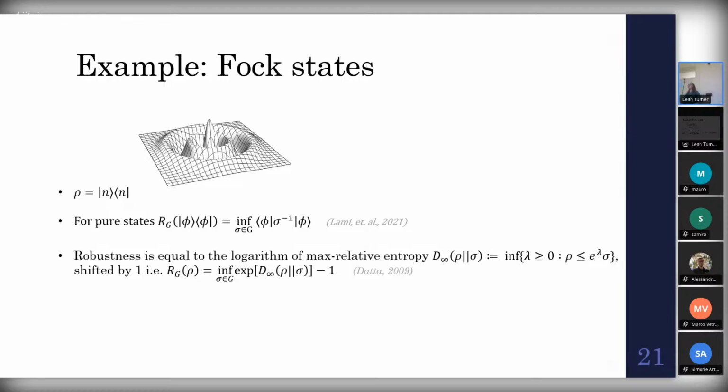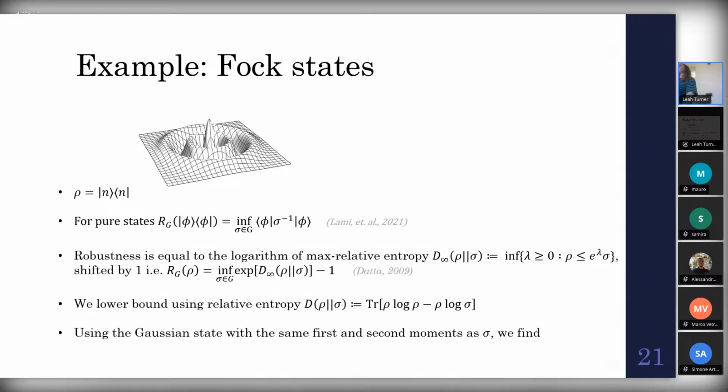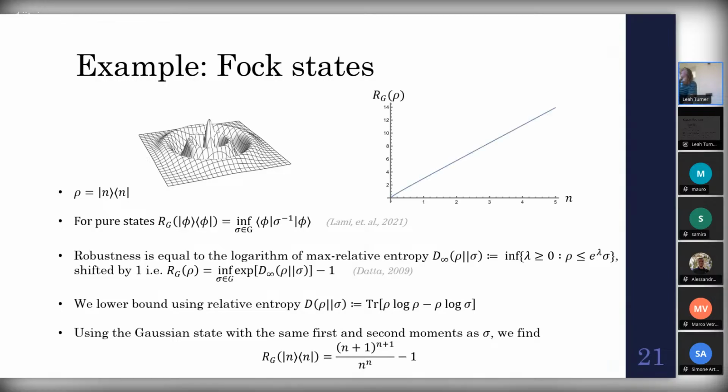Then we also use the link between robustness and relative entropies. Robustness is actually given by max relative entropy exponentiated, minus 1. So we use this link in order to make a lower bound by instead just putting in the usual relative entropy, which we know how to calculate. In this case, we can put some states in and we find that the robustness of the Fock state is given by this formula here. And so the robustness increases linearly with your photon number.